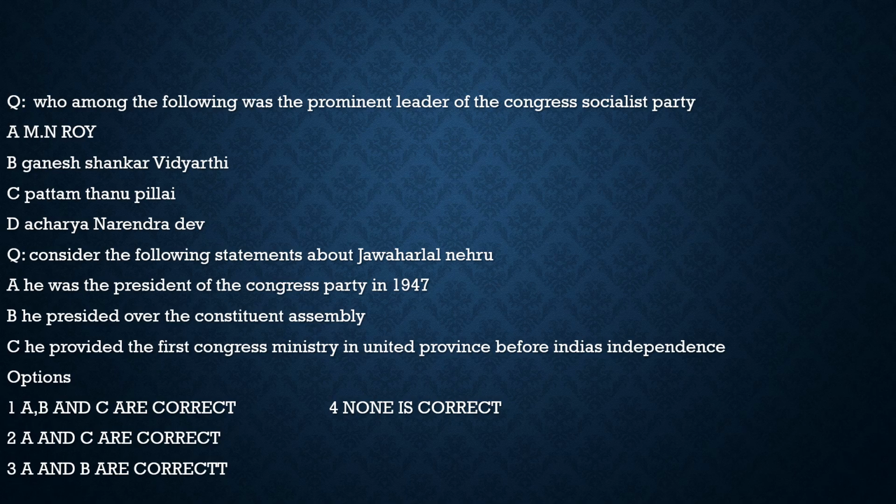Coming to statement C, he formed the first Congress ministry in United Provinces before India's independence. No, it was G.B. Pant who formed the first Congress ministry. So statement C is also incorrect. So with respect to this question, all three statements are incorrect, and the correct answer is option 4, which is none of the above is correct.